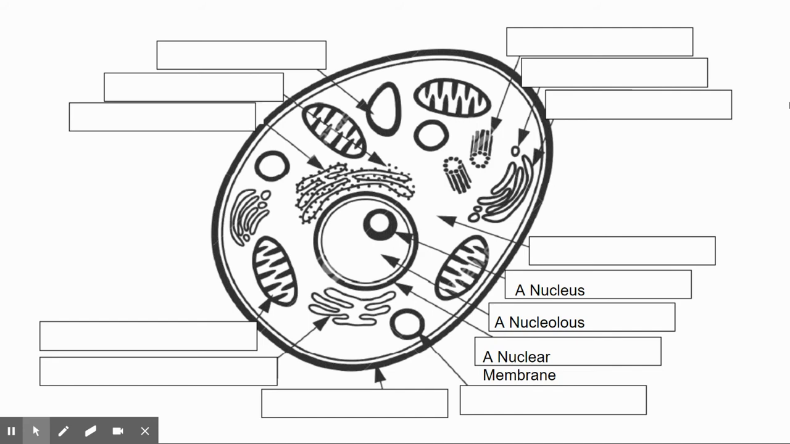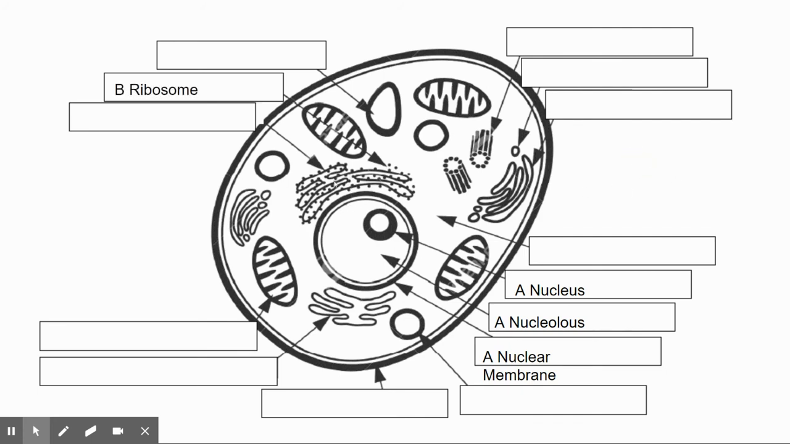Now, I accidentally labeled the nucleus and the nucleolus in the wrong spots. So if you could just fix that for me, and I'm just recognizing that now, and I apologize. This should be the nucleolus, and this should be the nucleus. The nucleus is like this entire structure. The nucleolus is like one tiny part inside the nucleus. And then it also has a nuclear membrane.